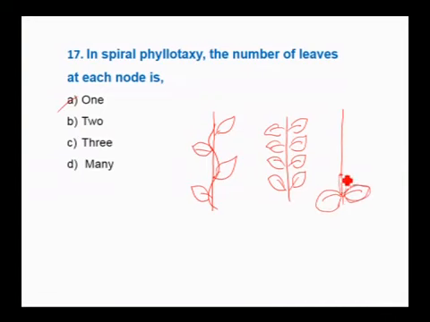There is another pair at right angle to the first. So, first pair and second pair both are making right angle to each other. It is opposite decussate, opposite superposed, opposite decussate, and this is alternate showing spiral phyllotaxy. When the node showing many leaves arising, forming a group around, this is known as whorled phyllotaxy. So, in spiral phyllotaxy, the number of leaves at each node is 1.